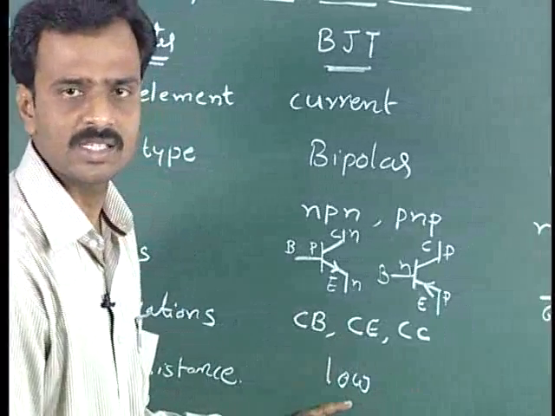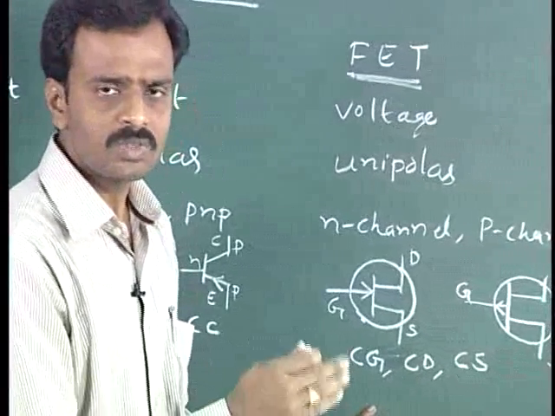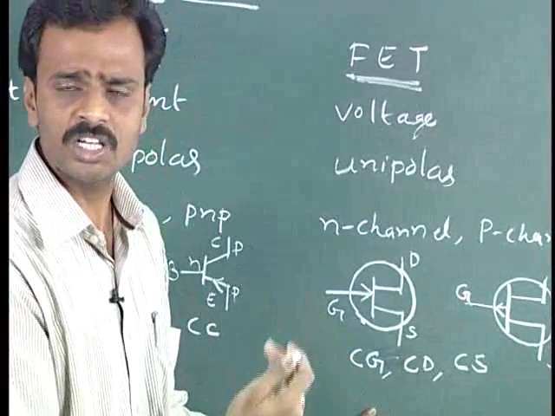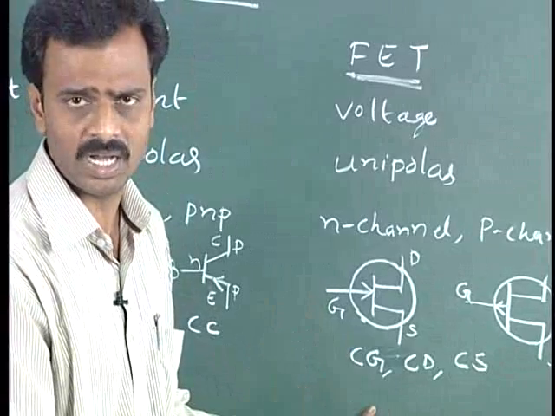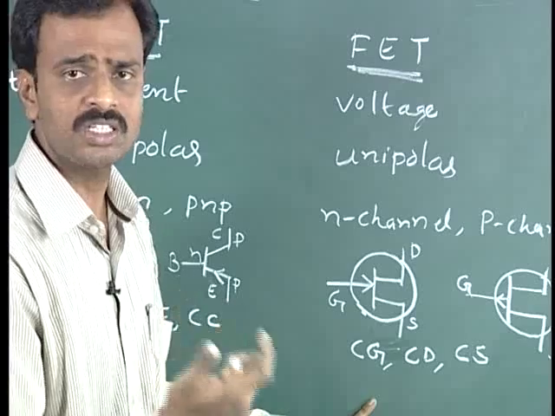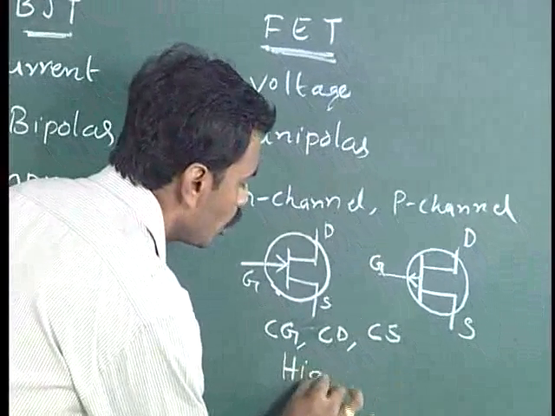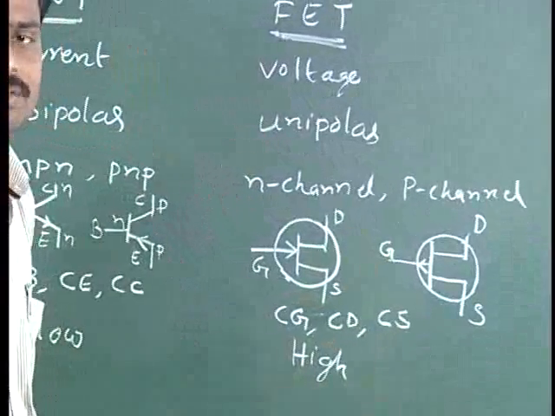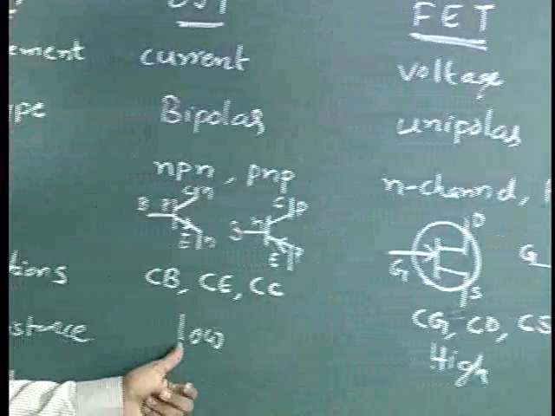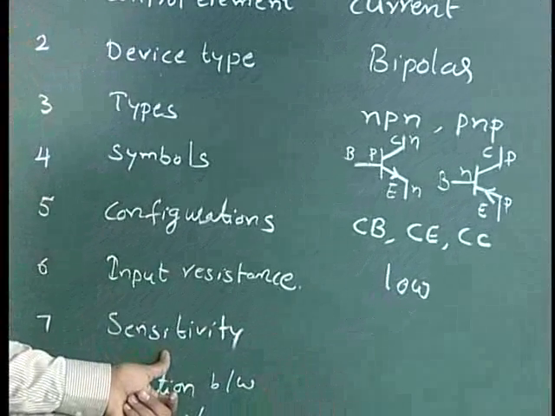a low input resistance. Next, coming to the field effect transistors. While coming to the field effect transistors, always the input circuit will be reverse biased. Because of which it has a high value of resistance, so that it is having high input impedance. So the input resistance of the field effect transistor is high for the case of FET and low for the case of BJT.